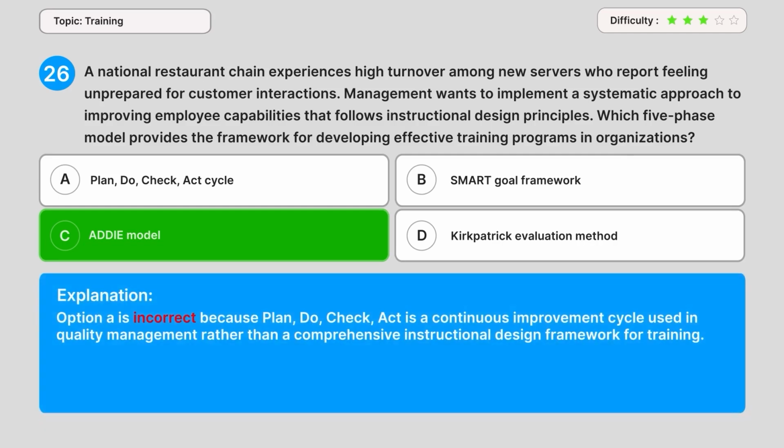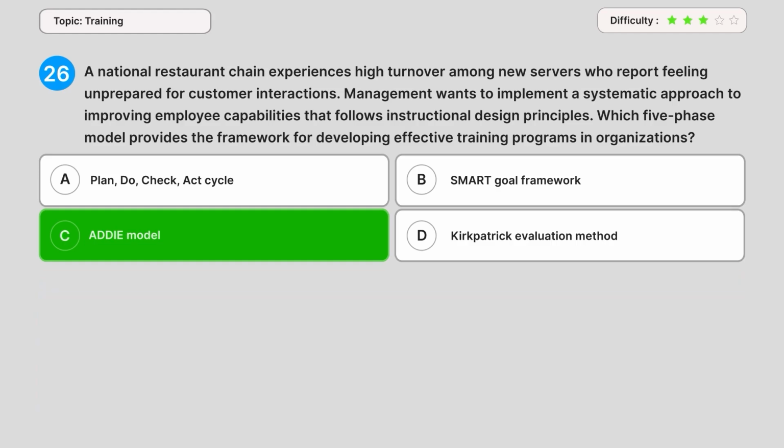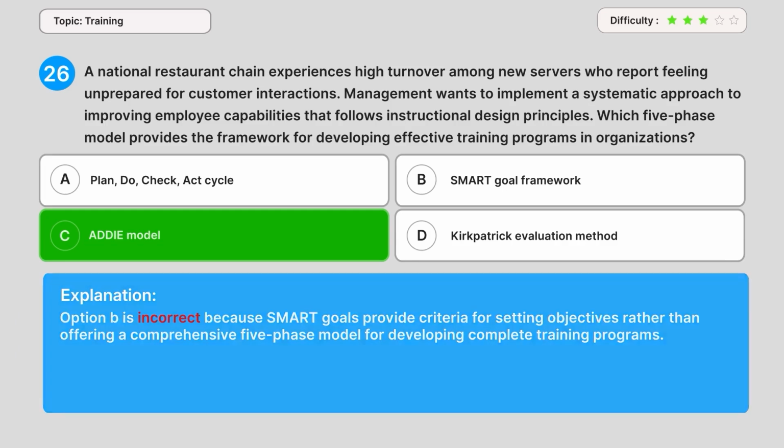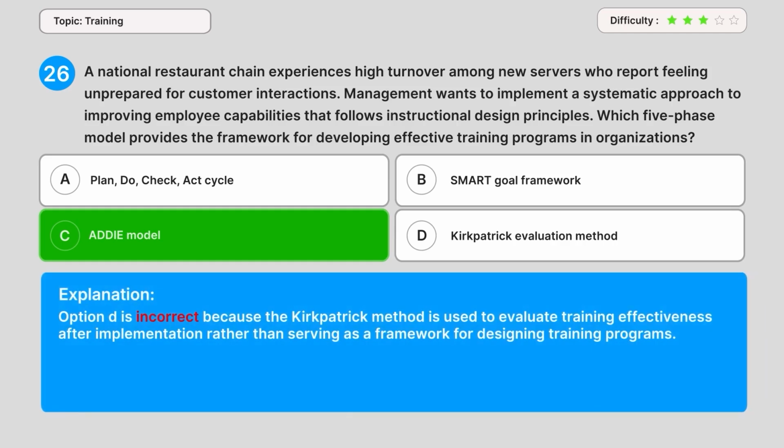Option A is incorrect because plan, do, check, act is a continuous improvement cycle used in quality management rather than a comprehensive instructional design framework for training. Option B is incorrect because SMART goals provide criteria for setting objectives rather than offering a comprehensive 5-phase model for developing complete training programs. Option D is incorrect because the Kirkpatrick method is used to evaluate training effectiveness after implementation rather than serving as a framework for designing training programs.